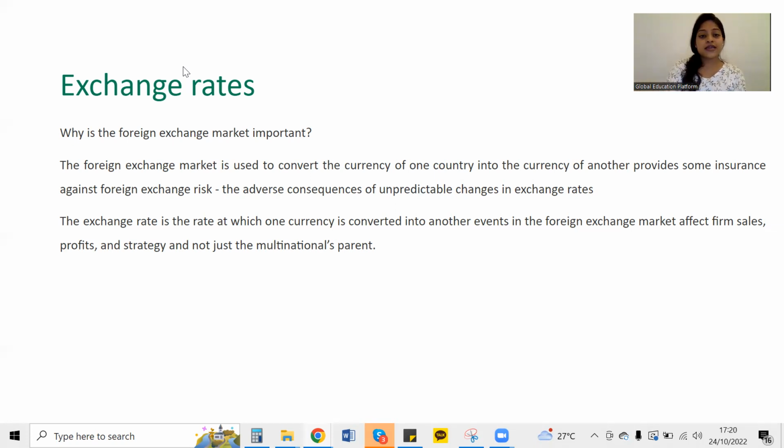Why is the foreign exchange market important? The foreign exchange market is used to convert the currency of one country into the currency of another, and provide some insurance against foreign exchange risk, the adverse consequences of unpredictable changes in exchange rates. The exchange rate is the rate at which one currency is converted to another. Events in the foreign exchange market affect firm sales, profits, strategy, and not just the multinationals' parents.